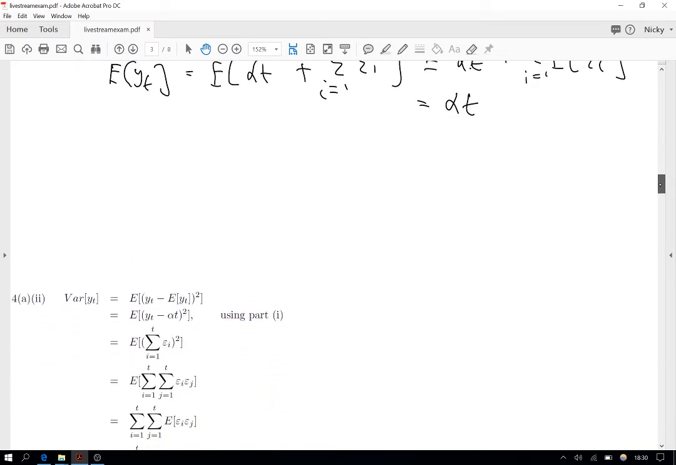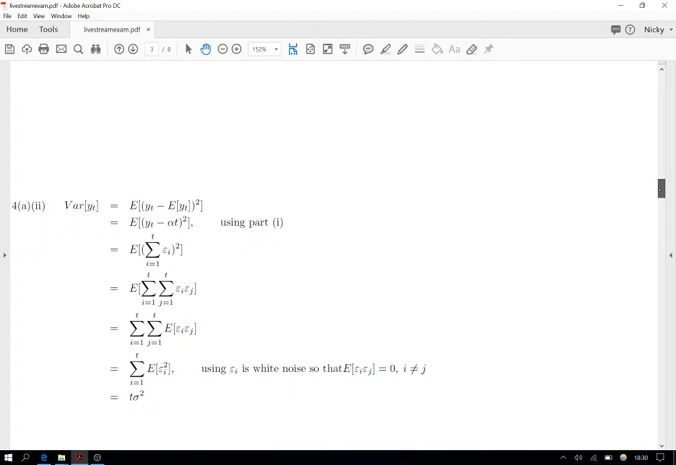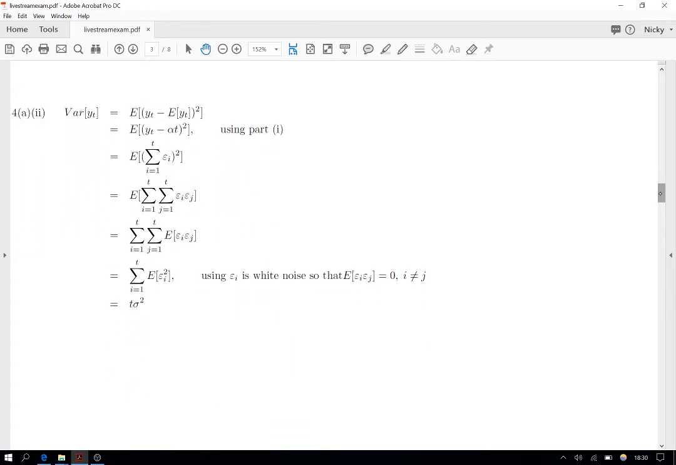The next part was to show that the variance of yt is equal to t times sigma squared. This goes through all the derivation, and you'd be expected to make all this clear in your answers. So we've got, well, this is the formal definition.